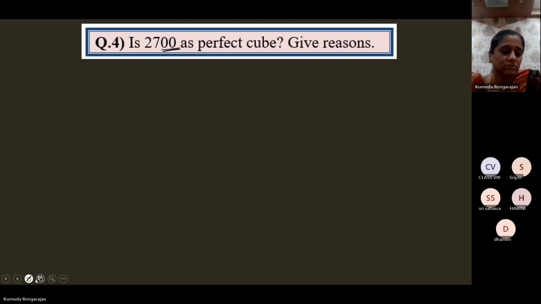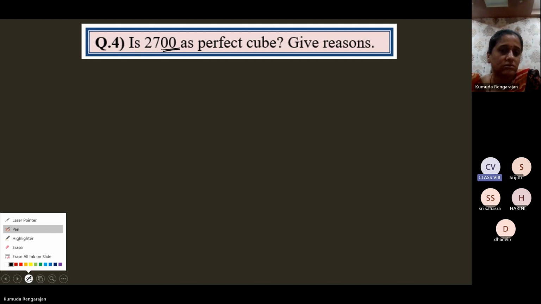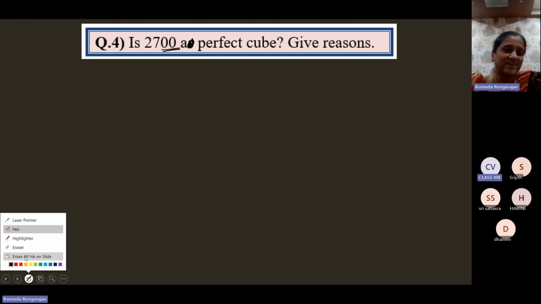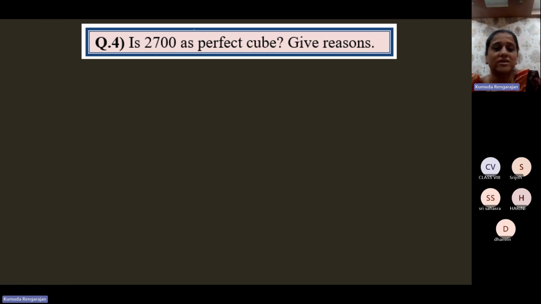Ma'am, it is a perfect cube, ma'am, but you wrote it as perfect cube, ma'am. Oh, yeah. Sorry. Sometimes when I prepare it in a hurry, I do go wrong. It's a perfect cube. Correct. Yeah. I'll correct that. Yes.